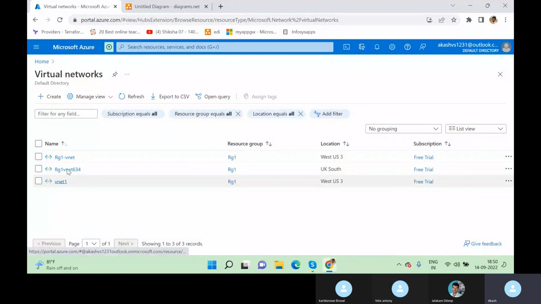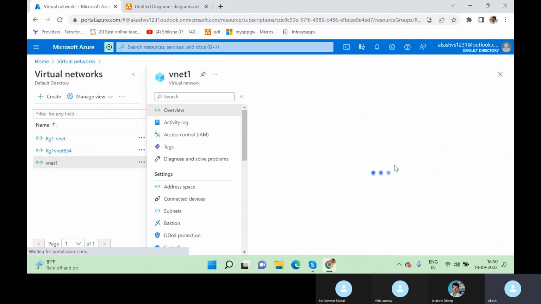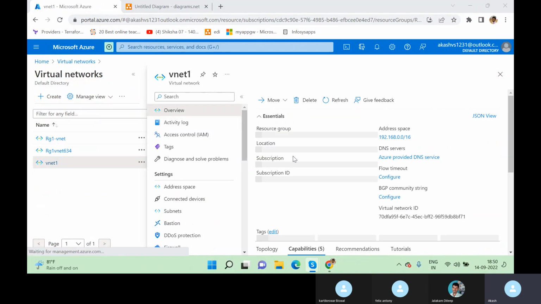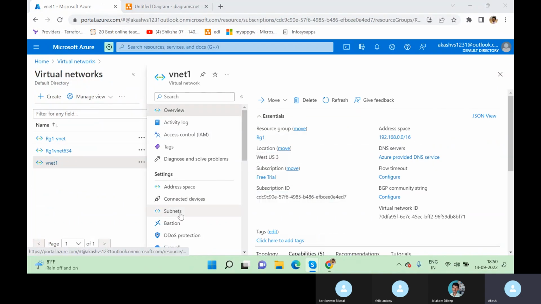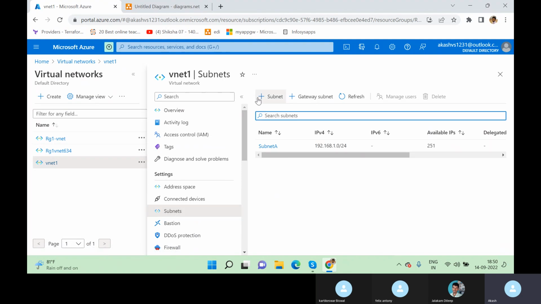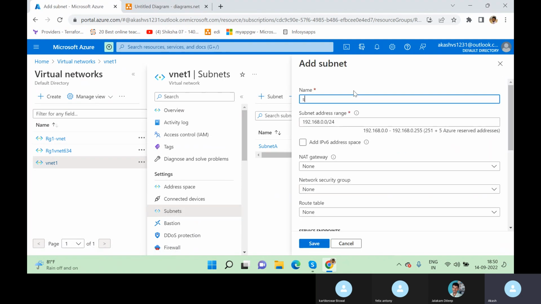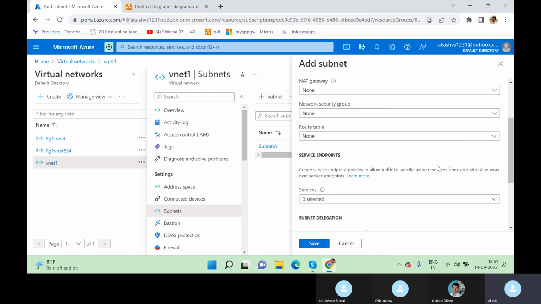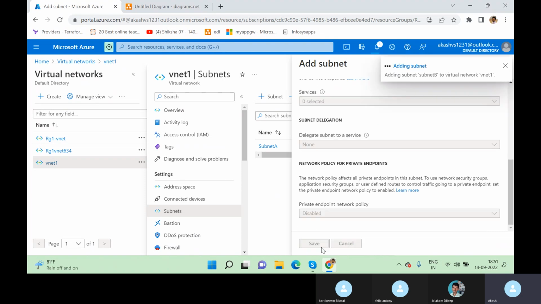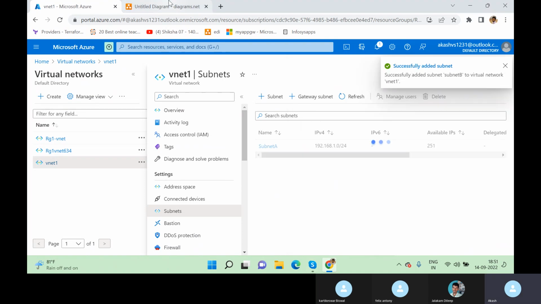Okay, so our VNet is created. VNet 1, 192.168.0.0/16. I can also create subnets here. Click on create subnet, subnet B. I'm going to call it subnet B, and the range is going to be 192.168.0.0/24. So I'm going to again have 251 plus 5 IPs which are reserved for Azure. This is how we end up with 251 IPs.